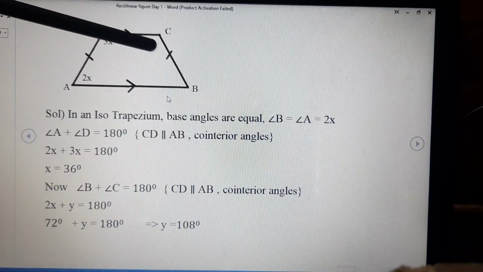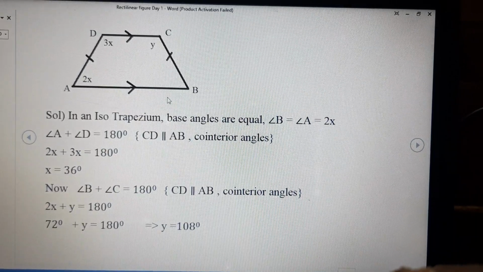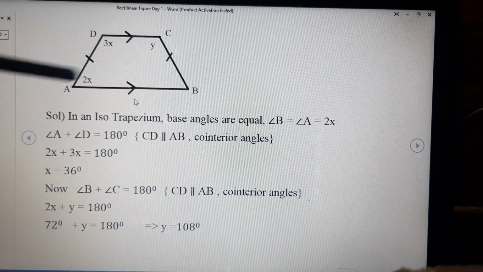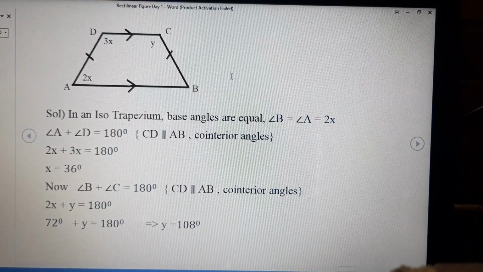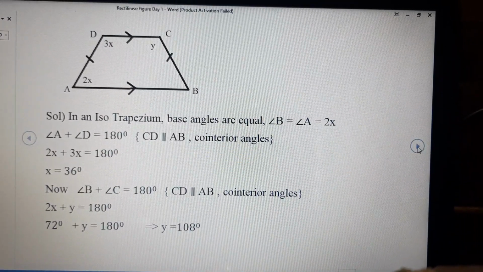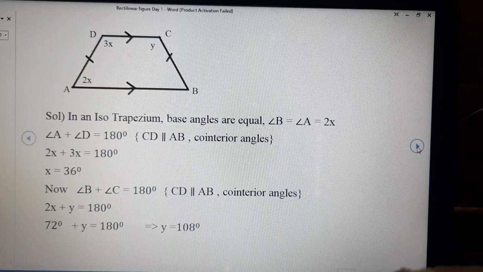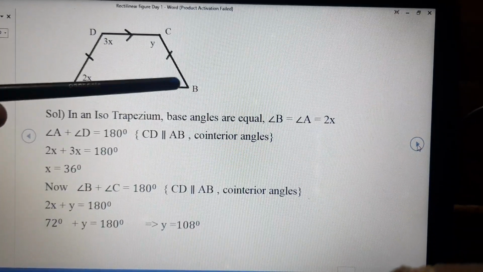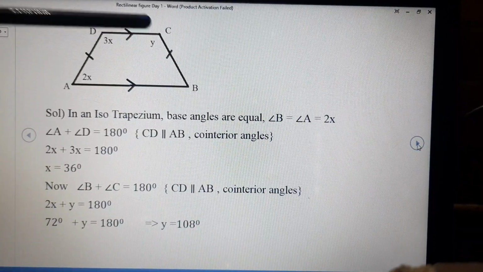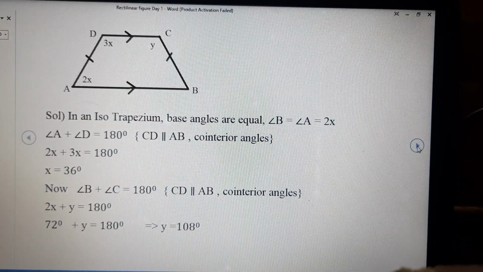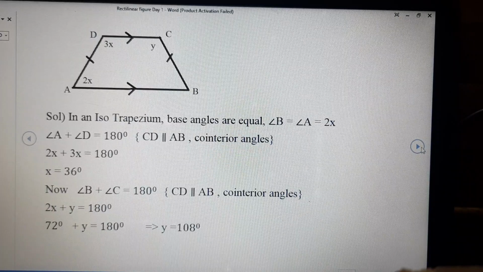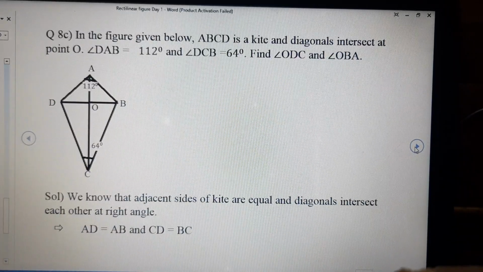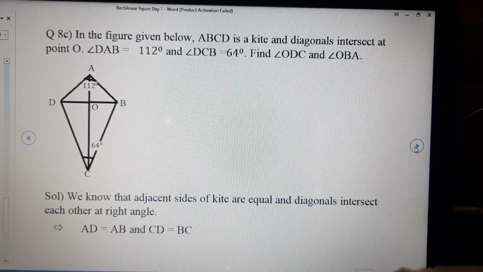Now again, angle C plus angle B is equal to 180 degree because CD is parallel to AB and these two angles are forming co-interior angles. So their sum will be equal to again 180 degree. 2x plus y is equal to 180 degree. X is 36, so it becomes 72. Value of y becomes 108. Okay, moving on to the next question.